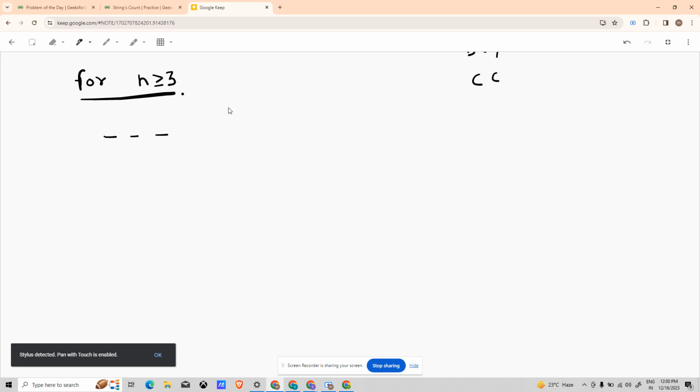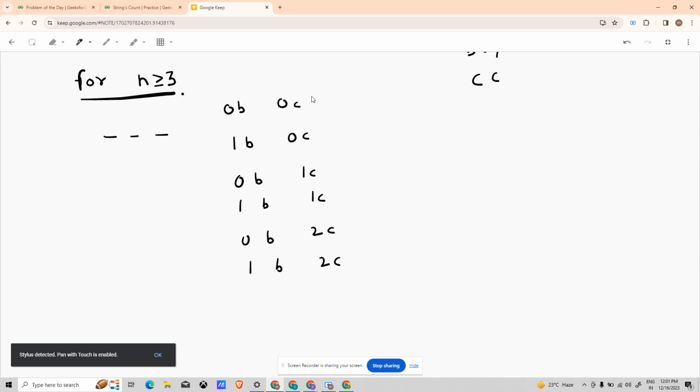So the possible cases are: we are not using any B or any C. We are using one B and not any C. We are using 0B, 1C. We are using 1B, 1C. We are using 0B, 2 Cs, and 1B, 2 Cs. It can be possible for all the strings we have to make in the future for n is 3 onwards.